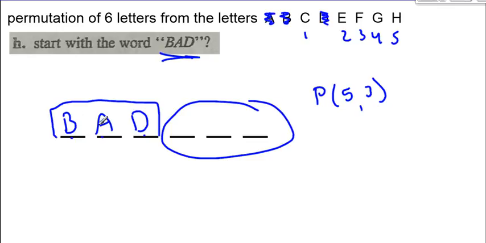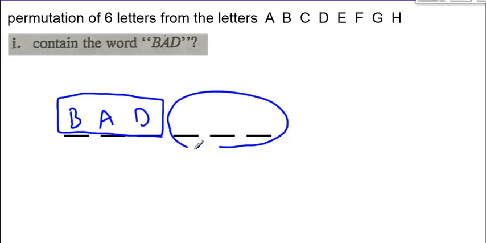Again, I can't move the word bad around. It says to start with it. I can't rearrange the word bad. So it's just P 5, 3. So 5 letters filling 3 positions, and that is 60 different possible ways.